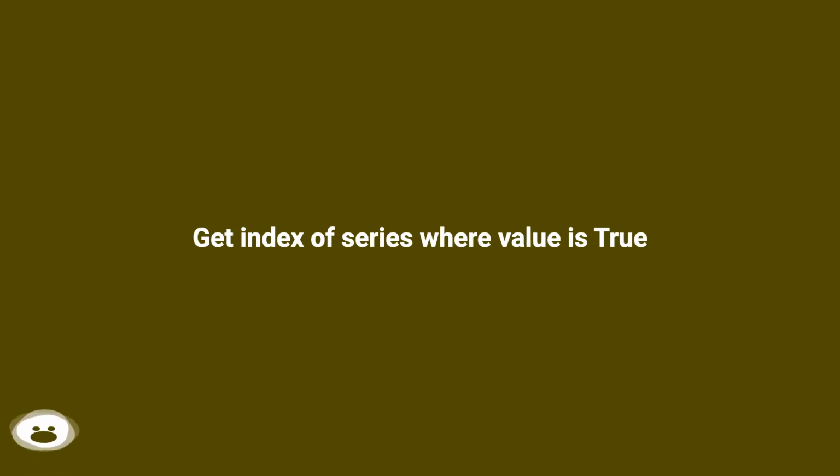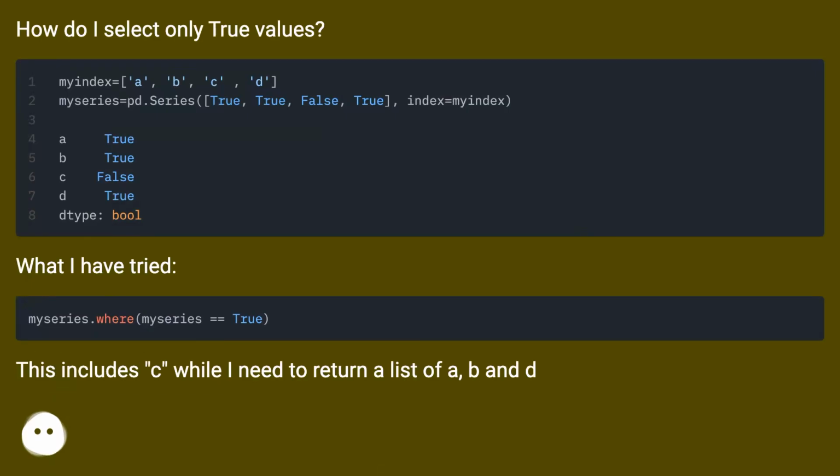Get index of series where value is true. How do I select only true values? What I have tried. This includes C while I need to return a list of A, B and D.